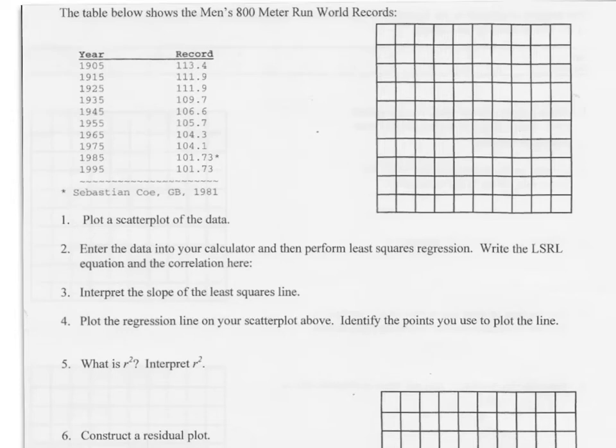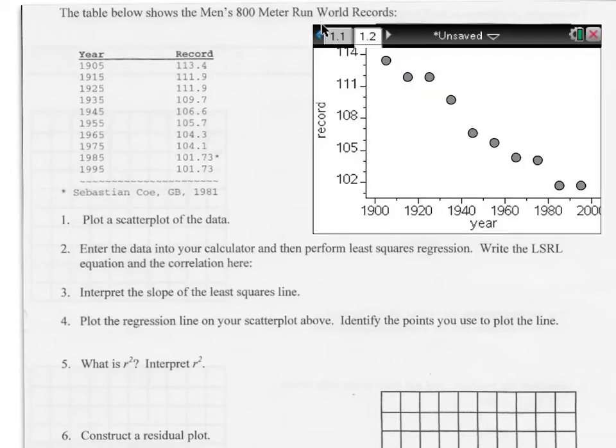Welcome to Chapter 3, example number 3. We're going to use previous data from another example, example 2, which was discussing men's 800-meter run world records. The first thing we're going to do is take our data and plot a scatter plot. I'm going to use the TI Nspire to do this, so I will bring up the scatter plot and show you what it looks like.